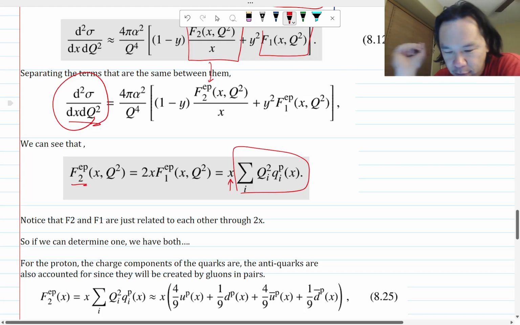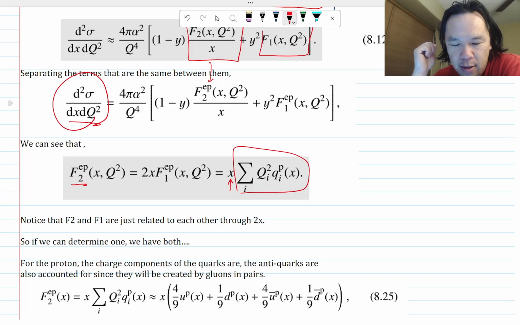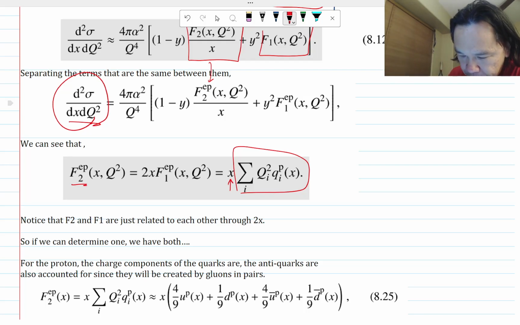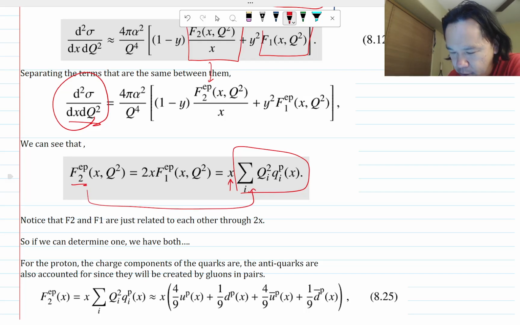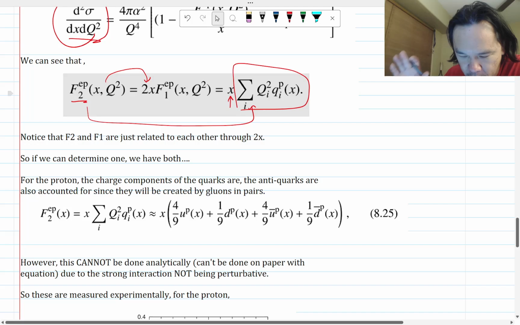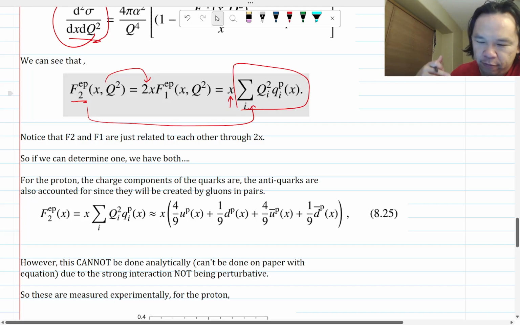Well, it's a double differential cross section, so you're going to have to make this measurement at different Q squared and at different x's. Okay, and then basically make a plot, and what you'll be able to do is figure out what fraction of the momentum is carried by each of the individual quarks inside by measuring these structure functions. Okay, just a reminder, right? F2 and F1 are actually related to each other by a factor of just 2x. Okay, so if we measure F2, we actually have F1 also.